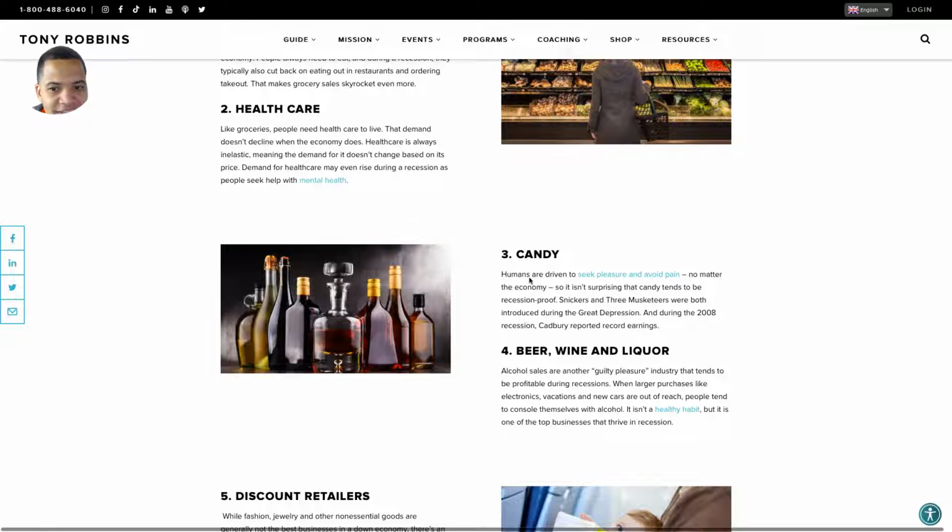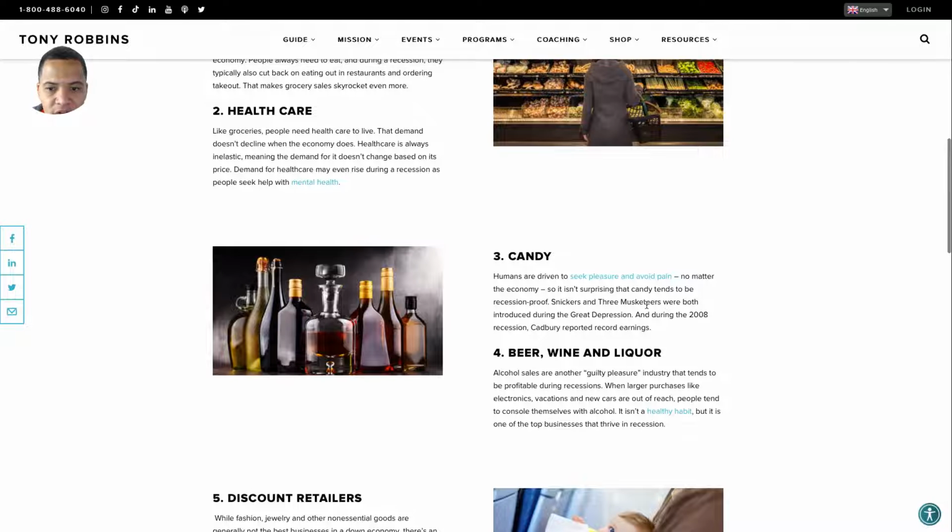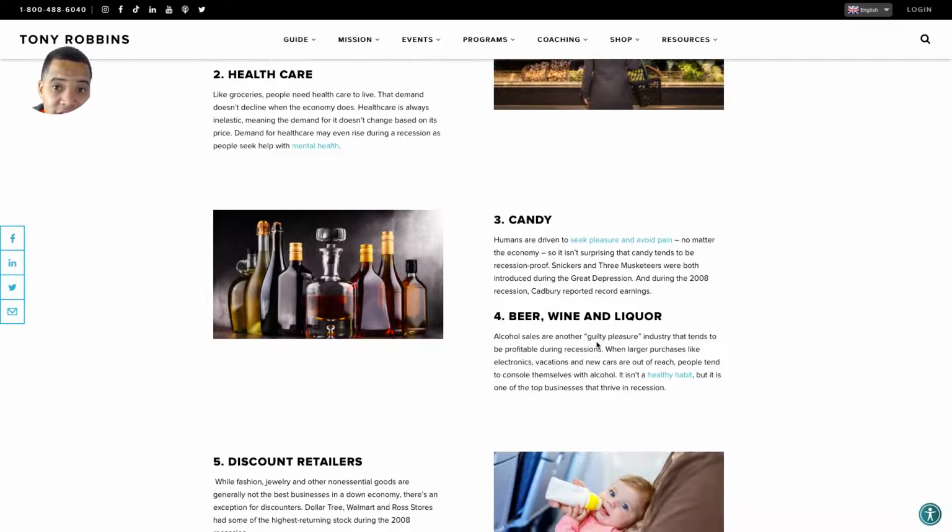Oh, this is one that's kind of strange. Candy. Number three is candy. Humans are driven to seek pleasure and avoid pain, no matter the economy. So it isn't surprising that candy tends to be recession-proof. Snickers and Three Musketeers were both introduced during the Great Depression, and during the 2008 recession, Canberra reported record earnings. So if you're in the candy industry, go get that sweet tooth. Go get it.